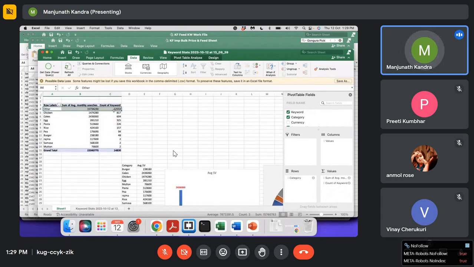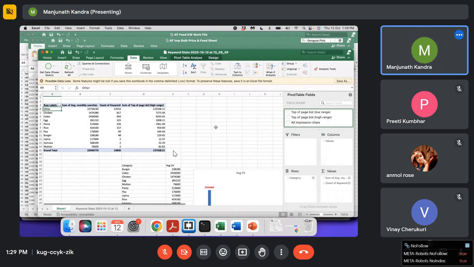Other, there are 12,000 keywords. Chicken, there are 800 keywords. Cake, there are 600 keywords. Not only keywords, search volumes and any other data that you have around it. Maybe let's calculate the CPC, the cost per click. The CPC is the lowest average if you're a competition. Or top of page bid, high. So this is supposed to be average, not sum.